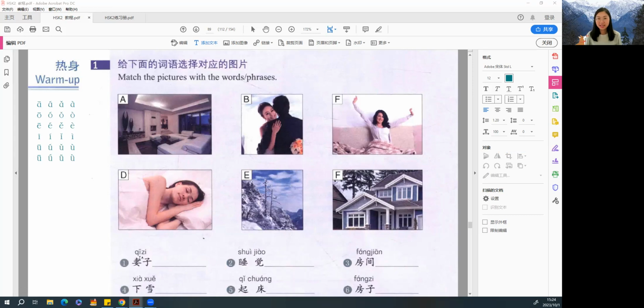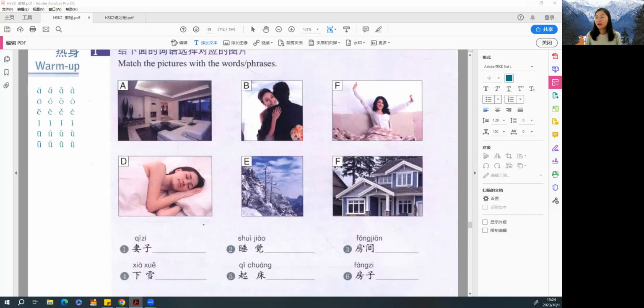Alright, so let's take a look at the new words in the warm-up session 1. The first, 妻子. This means wife. Wife, it's picture B over here. 睡觉 This means sleeping. Sleeping, 睡觉, picture B here. Number 3, 房间. This means room. So picture A here. 下雪. This is snow. Snowing.